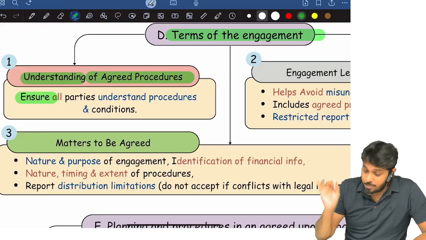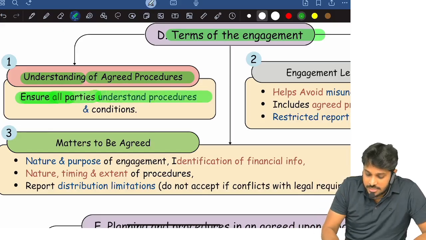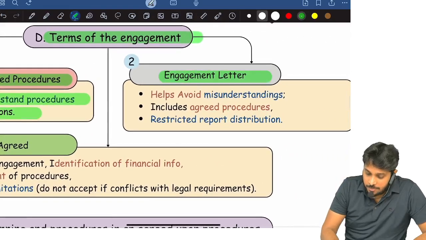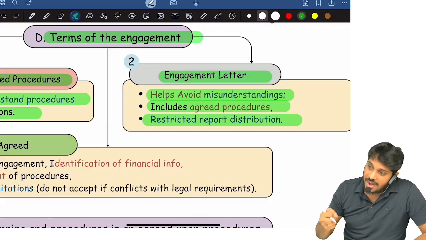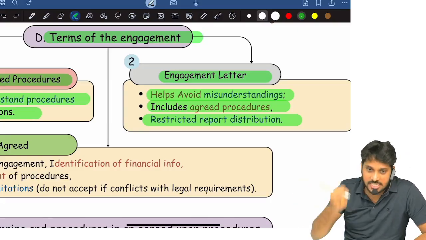Understanding of agreed procedures. Ensure that all parties understand procedures and conditions. It is better to have an engagement letter to avoid misunderstanding, and include all the agreed procedures, and mention the fact that the report is distributed only to restricted parties.